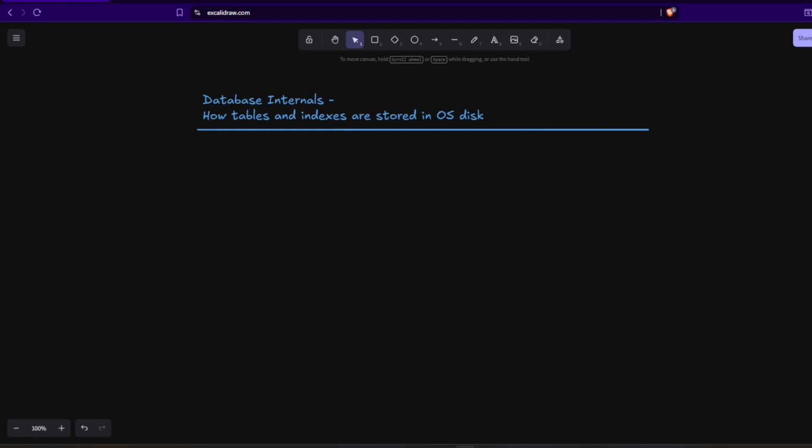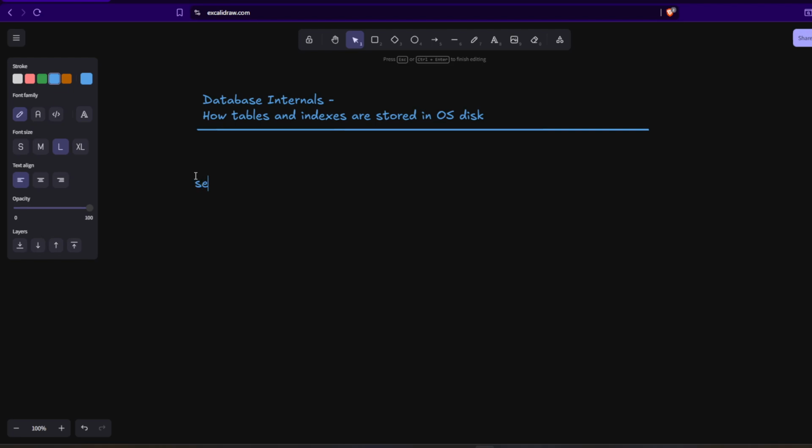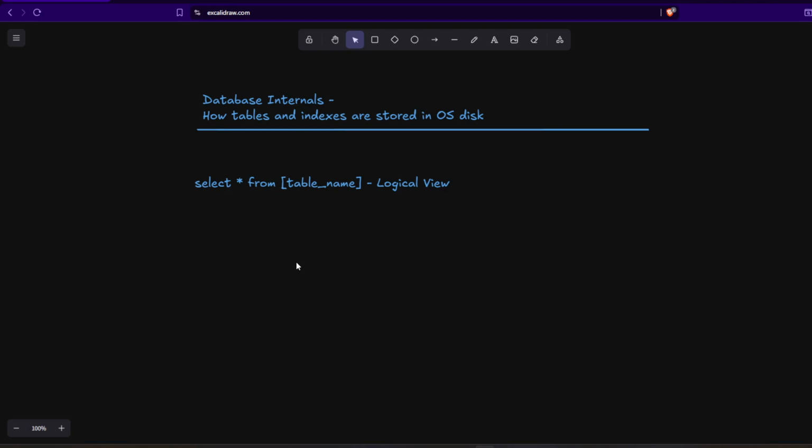So let's understand one thing: when we see the data, for example, something like select star from, suppose there is a table name we are providing. Okay, so this is just a logical view. In this logical view, we are seeing the data in a certain structured manner, but in the physical storage the data is entirely different.